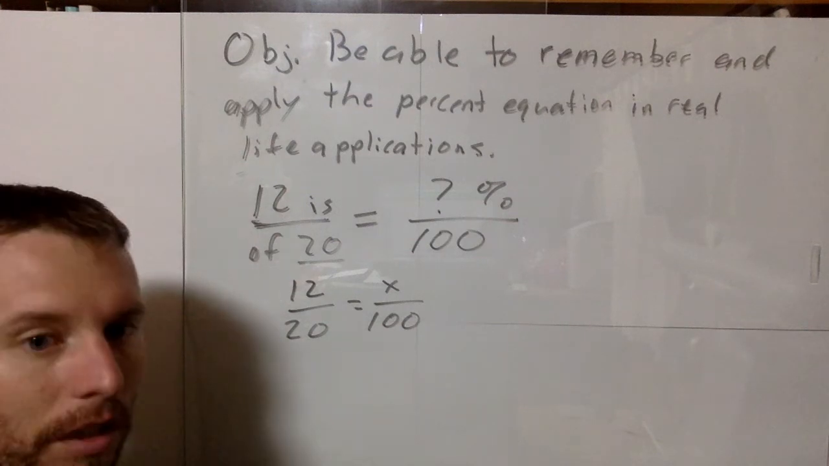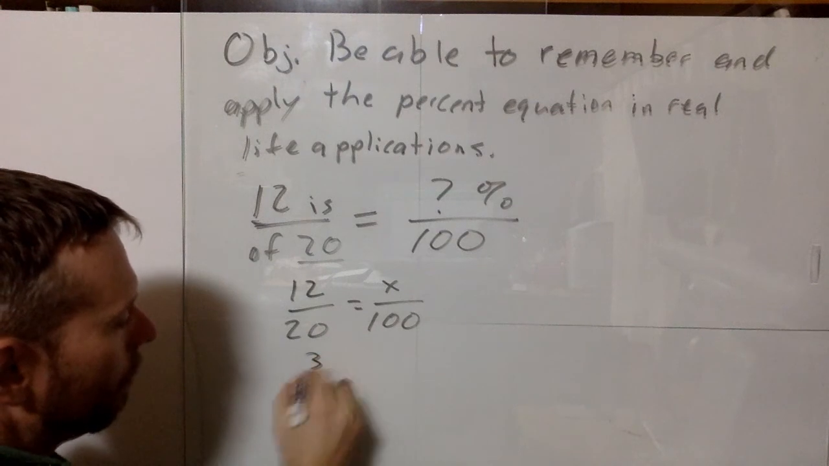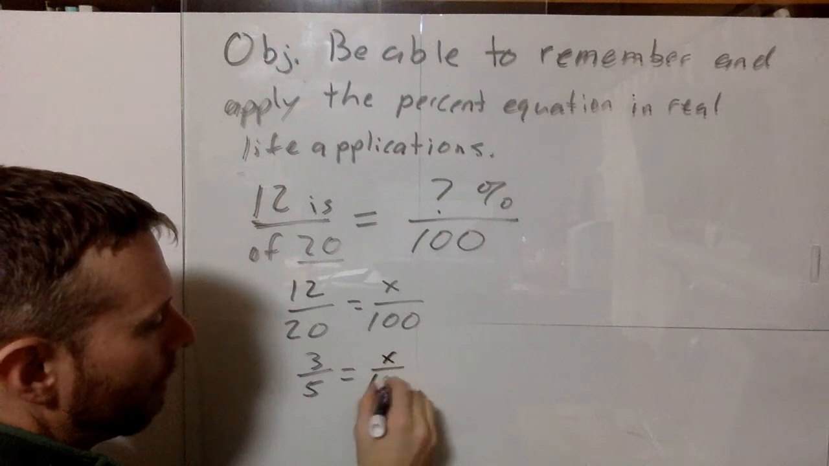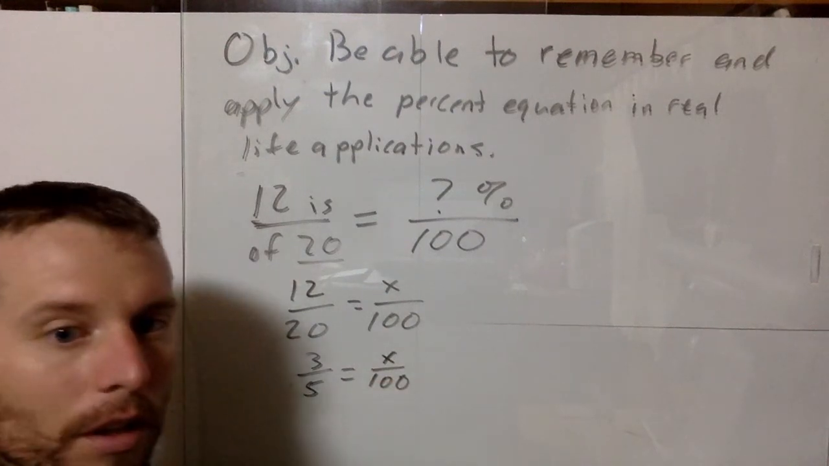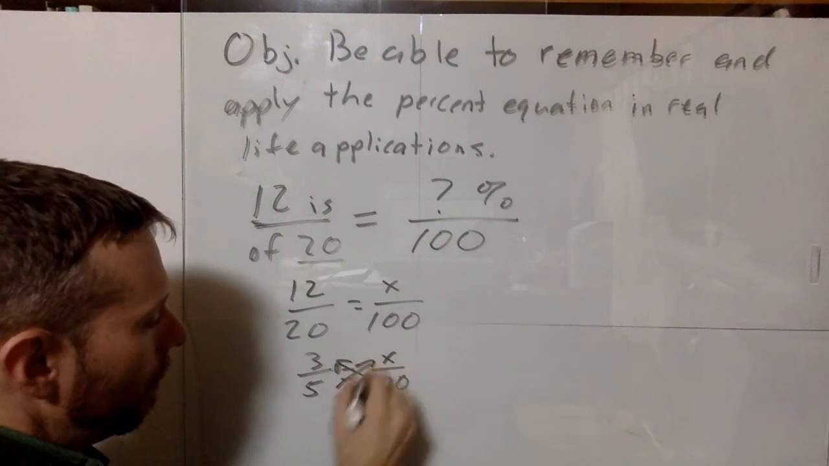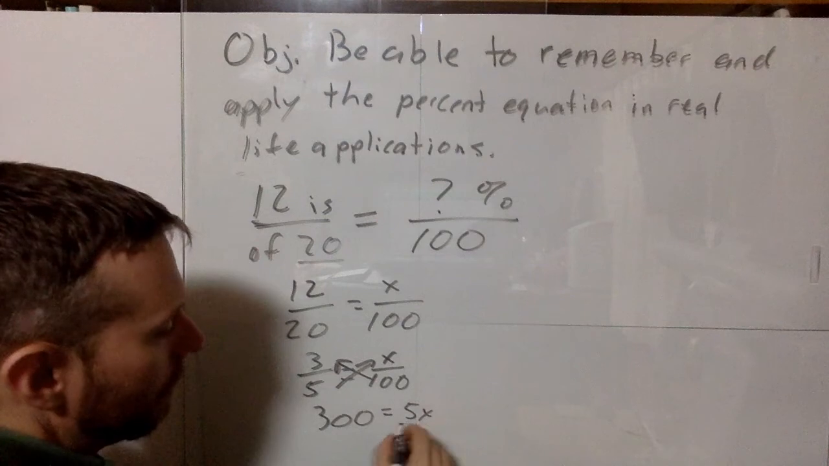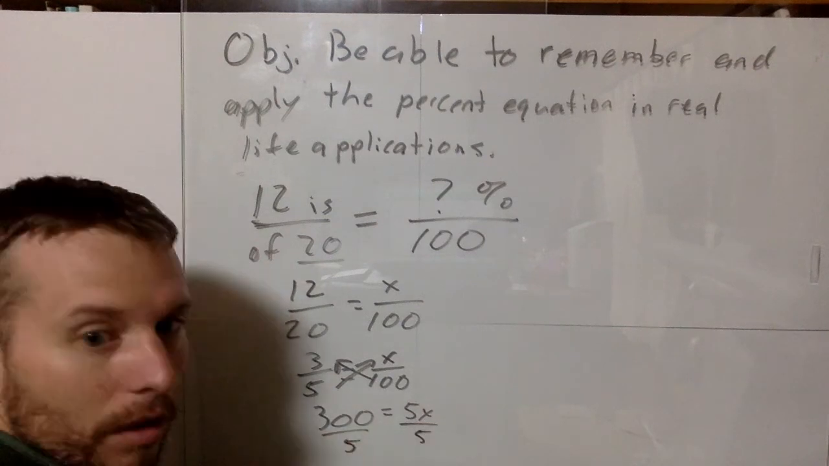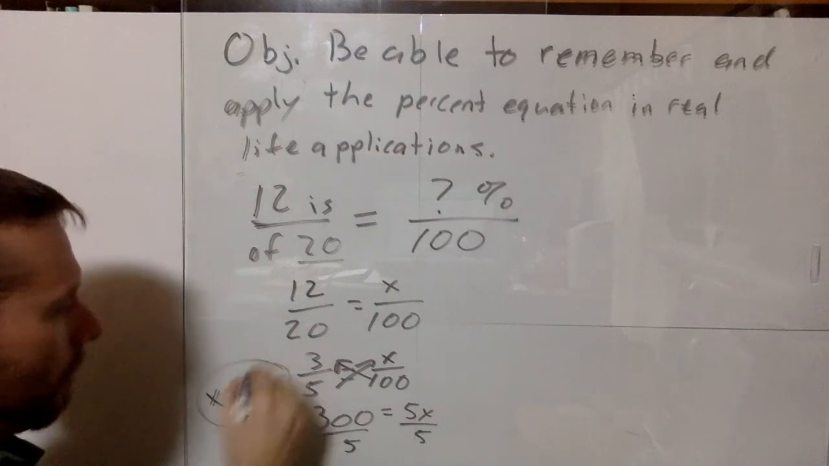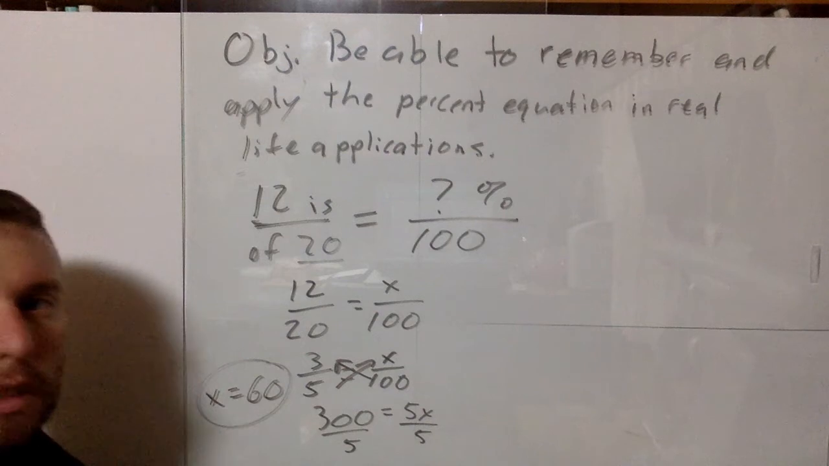If you divide the top and the bottom by 4, you will get 3/5 equals x over 100. And then if you do the cross products, you'll get 300 equals 5x. Divide both sides by 5, and you will get x equals 60. So 12 is 60% of 20.